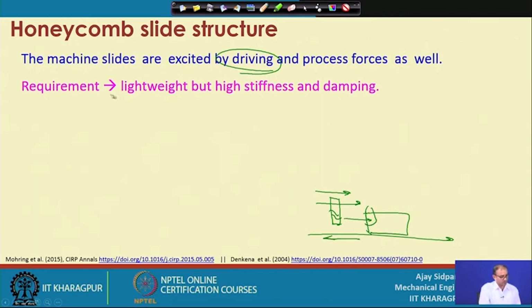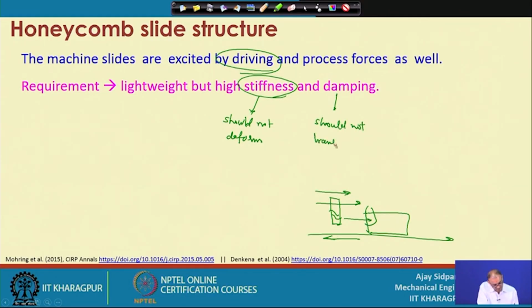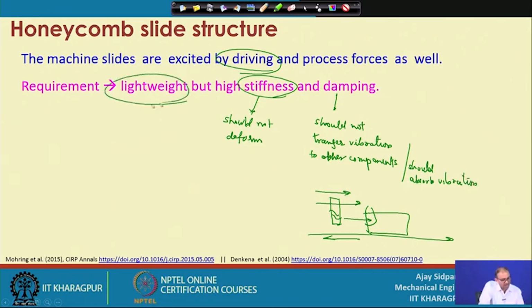So, what is our requirement? Our requirement is lightweight but high stiffness and damping. That means your slide structure should not deform, and it should not transfer vibration to other components, or you can say it should absorb vibration. Another thing, it should be lightweight also, correct.